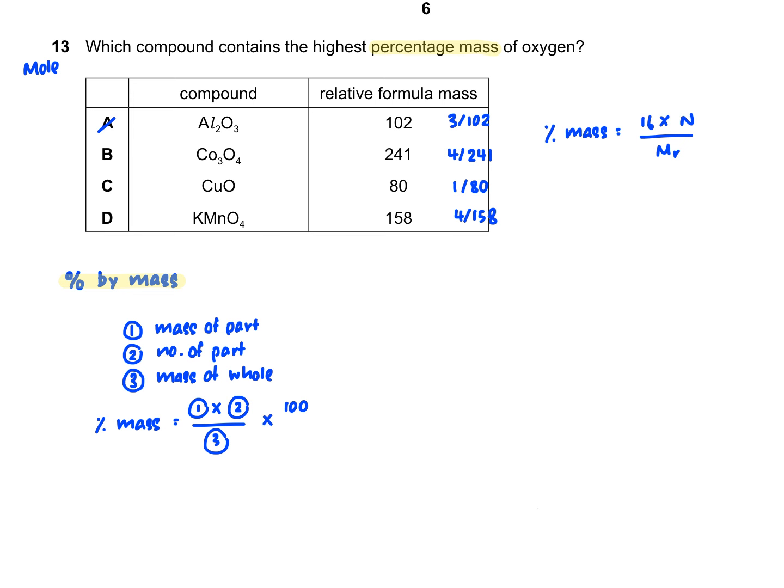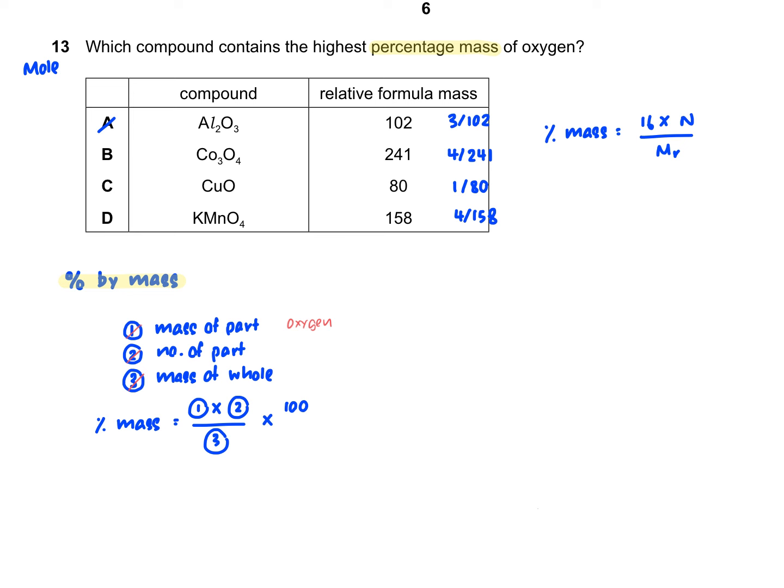Now, to calculate percentage mass of anything, you need three pieces of information. You need to know the mass of the part, the number of parts, and the mass of the whole. In this particular example, the mass of the part that we're looking at is oxygen. So for each formula, we need to look at the number of oxygen atoms in the formula, and the mass of the whole would be the mass of the entire compound.